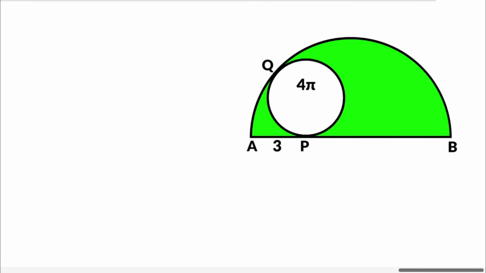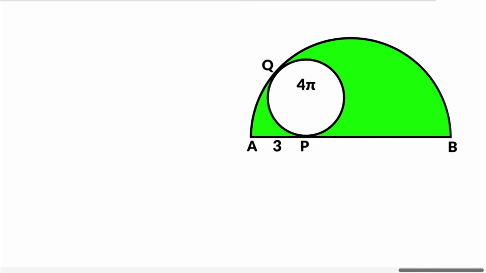We have a semicircle with diameter AB. Inside that semicircle sits a smaller circle. The smaller circle touches the diameter AB at point P, and it also touches the semicircle at point Q. Our goal is to find the exact area of the green shaded region between the two circles.